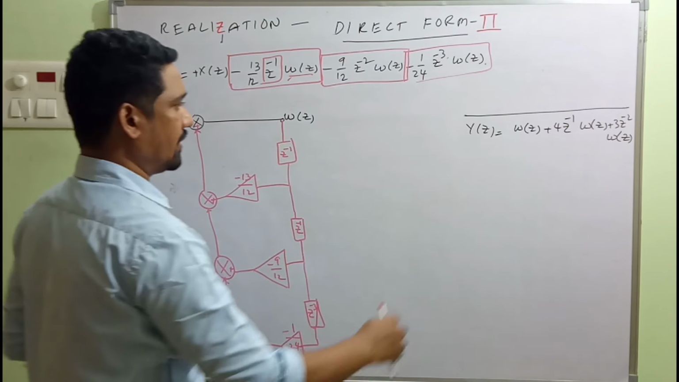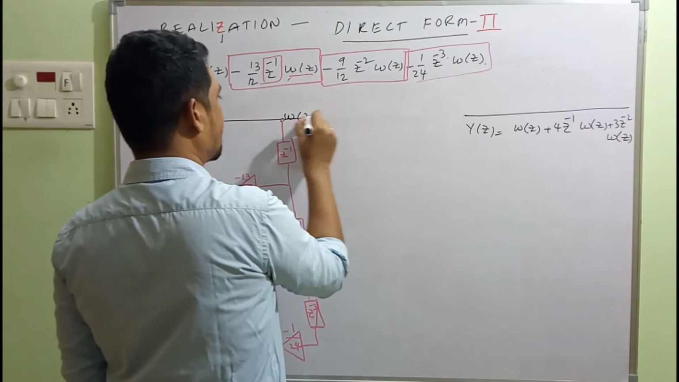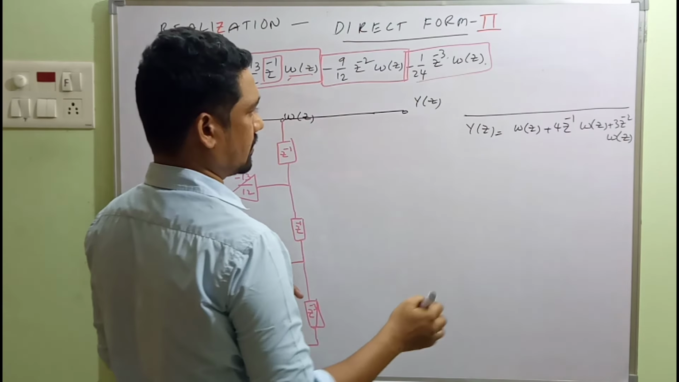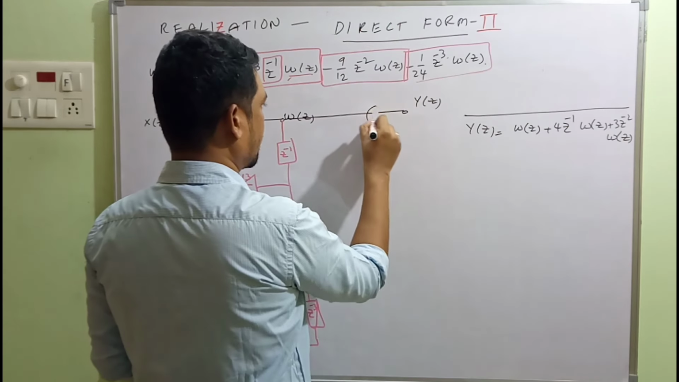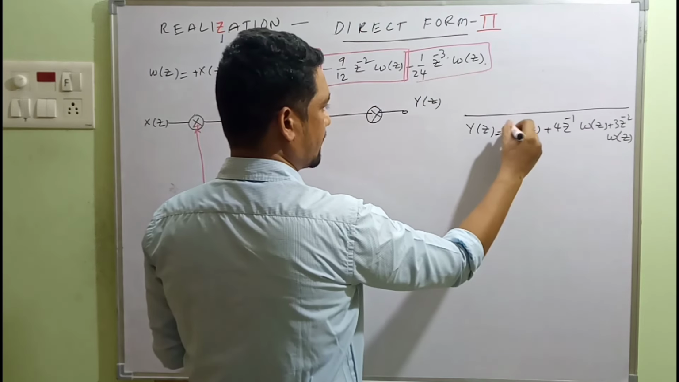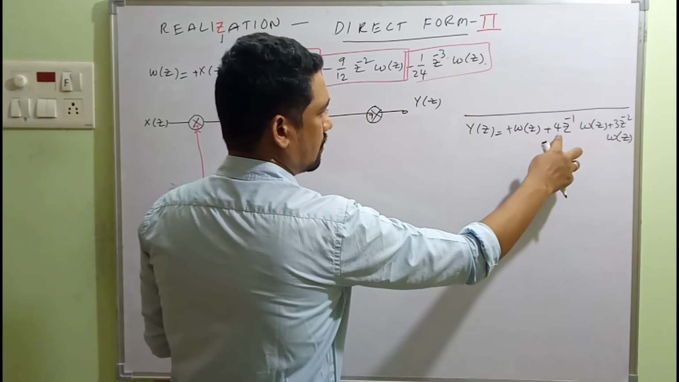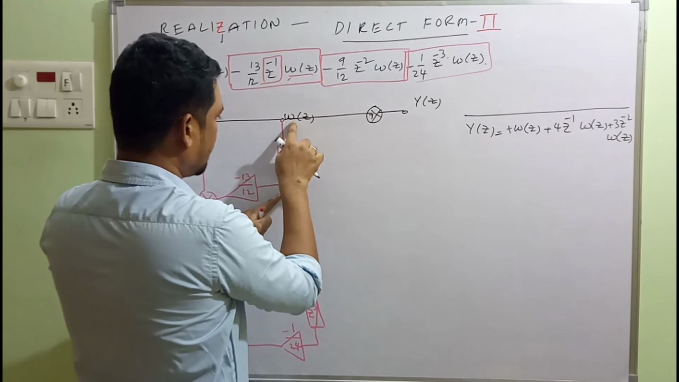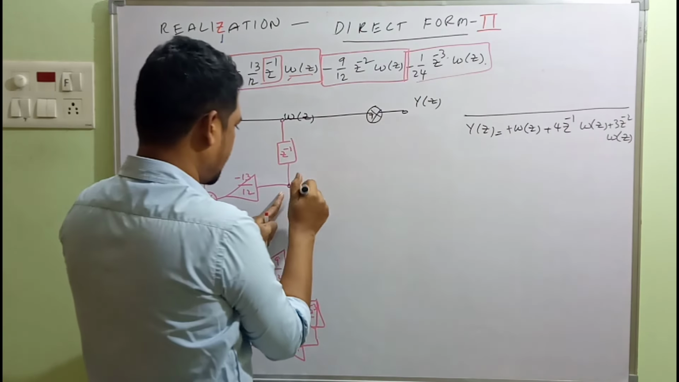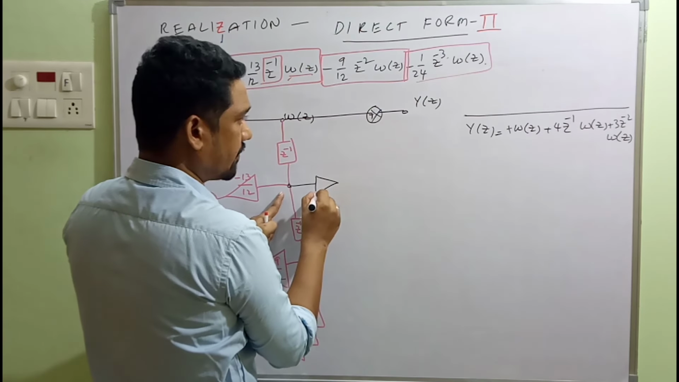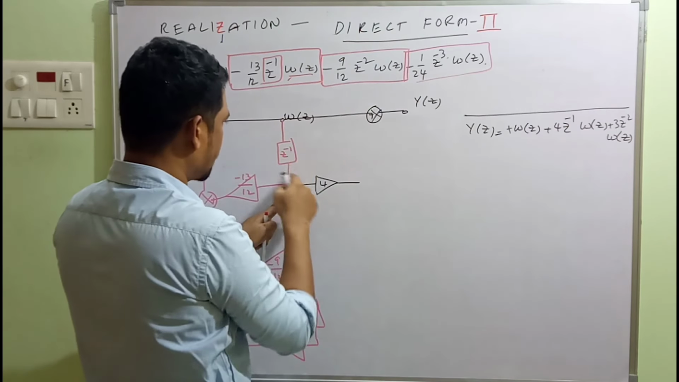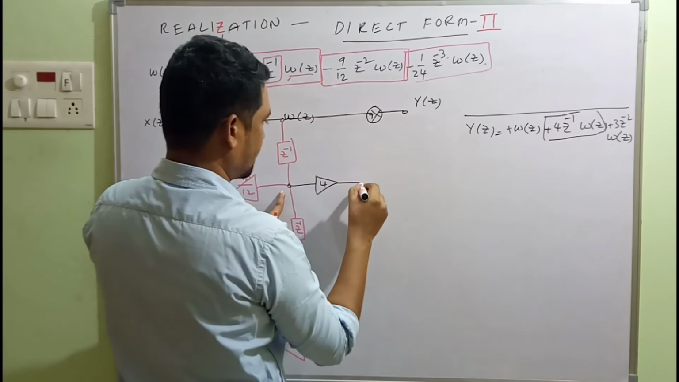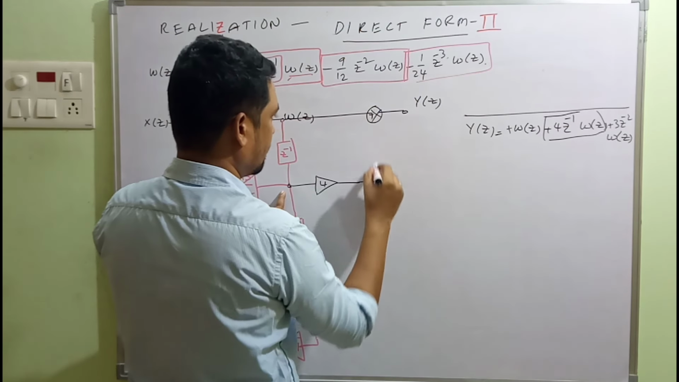Okay, so how to evaluate this one? Here we have Y(z) over here, and what's our Y(z)? Straight away we have a summer over here. W(z) gets added here, so positive, and 4 into z inverse of W(z). At this point we have W(z) z^-1, so we have another multiplier over here. What amount of multiplier is that? A positive 4. And now the signal flowing through this one, W(z) z^-1 into 4, gets added here.